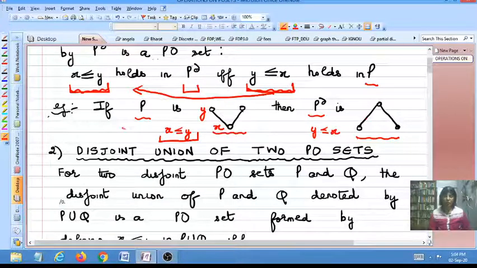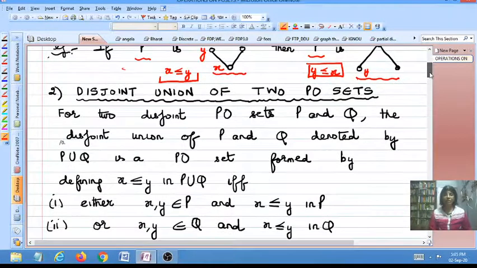So you have to invert the diagram up: you have to bring the elements which are at the bottom to the top, and the elements which are at the top you have to bring down. So X goes up and Y comes here, and from here you can see that this particular relation is holding, that Y is related to X. So this is the Hasse diagram for P dual.